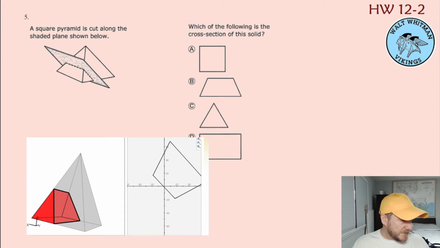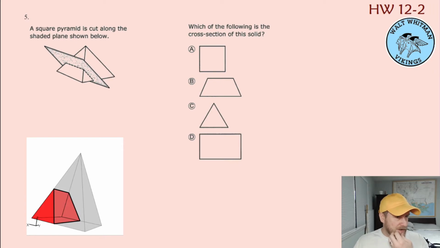Let me get rid of this extra junk. Then we can see our choices a little better. It's not A. We're definitely not going to get a square. B seems right to me. It's definitely not C because we don't intersect only 3 faces. We definitely intersect 4 faces. We're intersecting 3 triangles and the square bottom. So I'm expecting 4 sides. And D is not right either. It's definitely B. So pick option B.